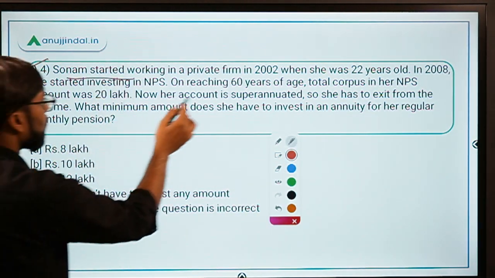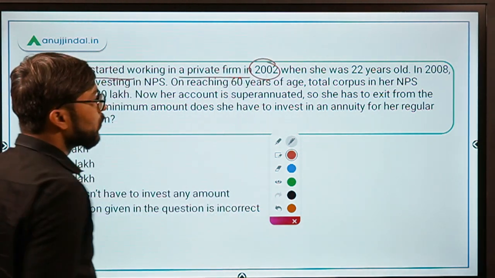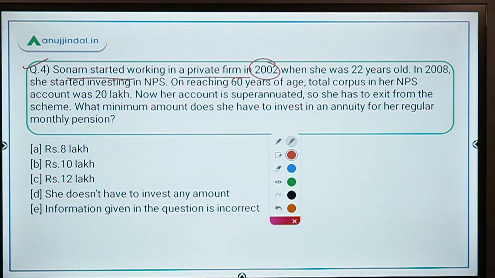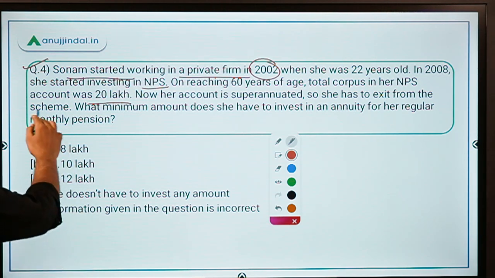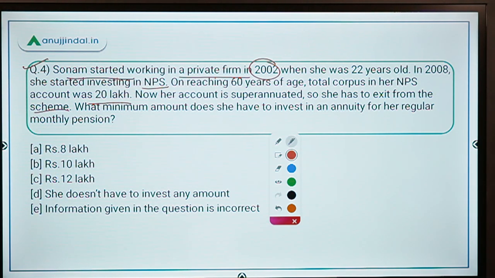And now this question. Sonam started working in a private firm in 2002 when she was 22 years old. In 2008, she started investing in NPS. On reaching 60 years of age, total corpus in her NPS account was rupees 20 lakh. Now her account is superannuated, so she has to exit from the scheme. So what minimum amount does she have to invest in an annuity for her regular monthly pension?